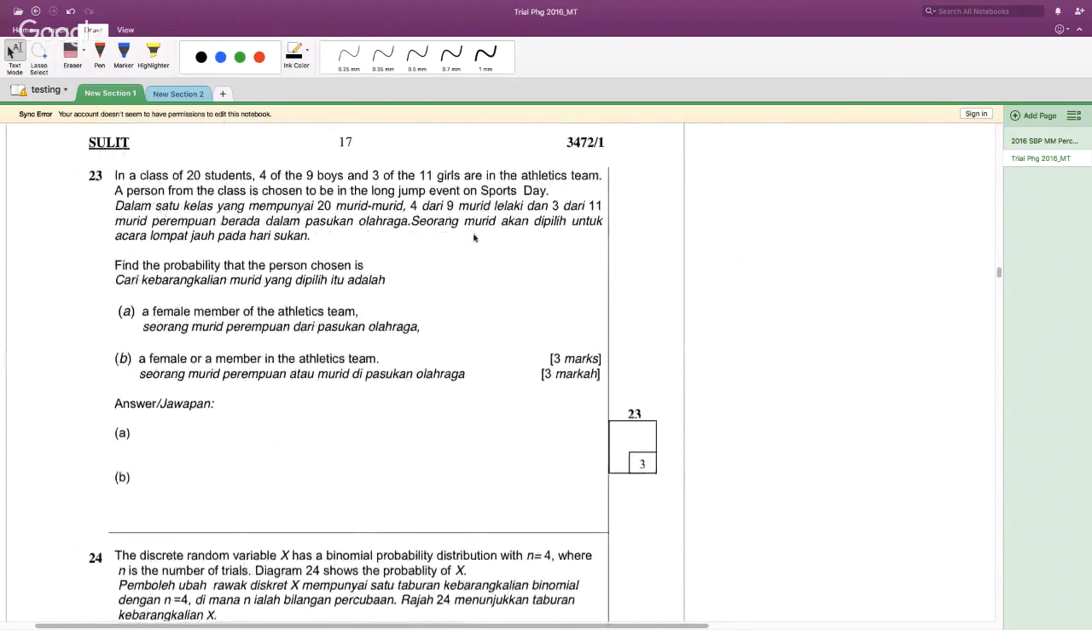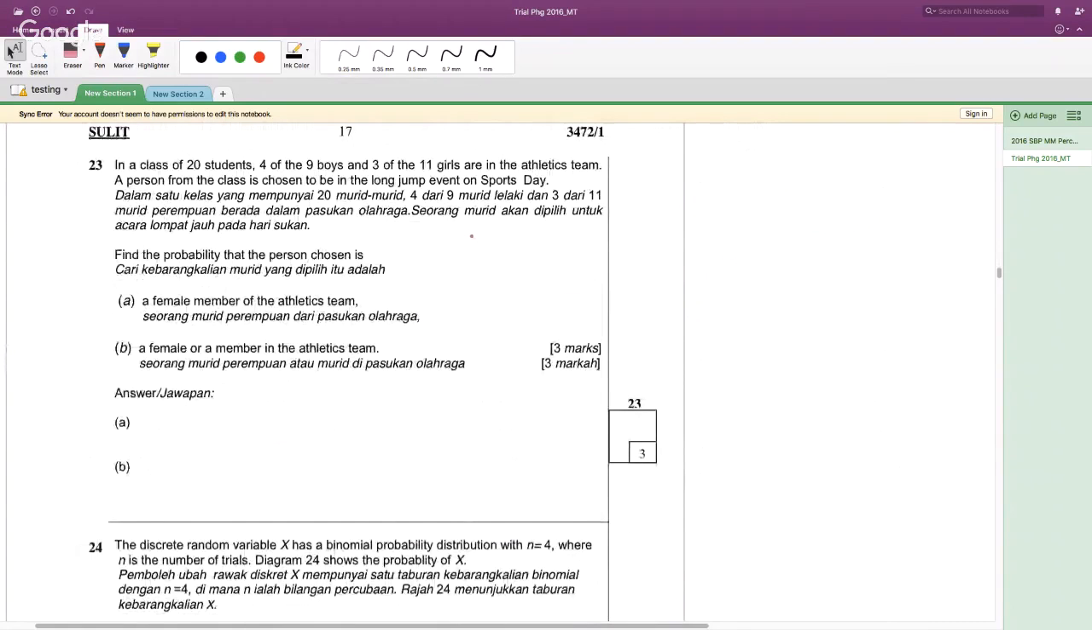In a class of 20 students, with this question, you have to draw out the Venn diagram in order to make this question easy to understand. If not, it's so hard. You have 20 students. 4 of the 9 boys, and 3 of the 11 girls are in the athletics team. A person from the class is chosen to be in a long jump event on sports day. So what I will do is draw out the 3 sets.